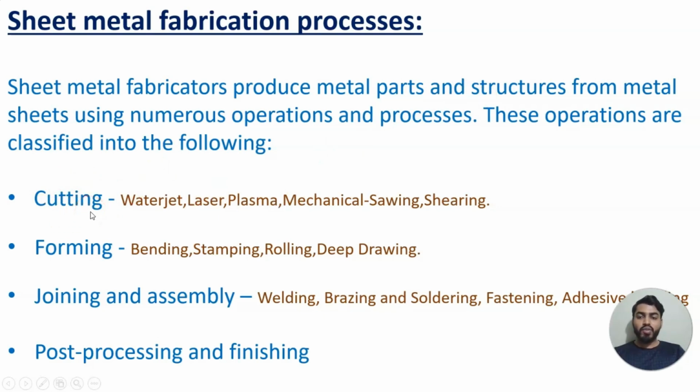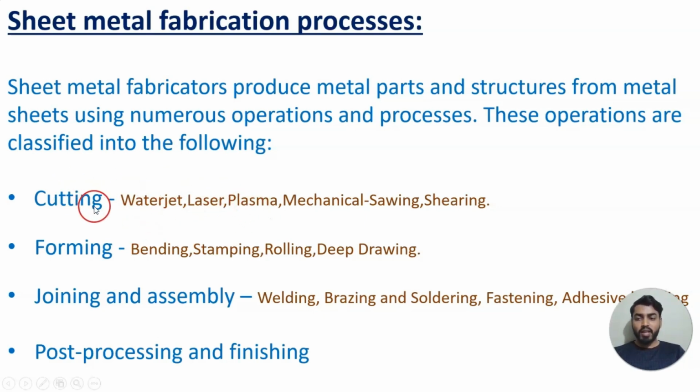Cutting will be done by using various methods like water jet cutting, laser cutting, plasma cutting, mechanical sawing, like manually we will saw it. Or else with machines also, sawing machine will be there. Then shearing will be there. So in sheet metal fabrication, mainly we will go here with laser cutting machines. Why? Because we will get accurate shape when we are going with laser cutting.